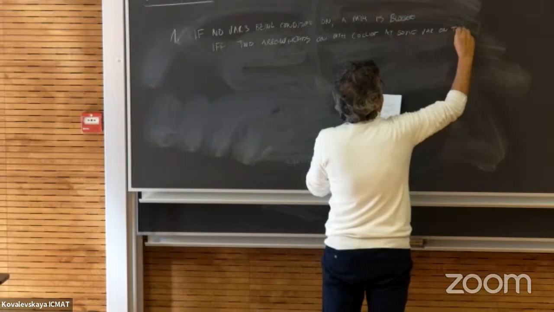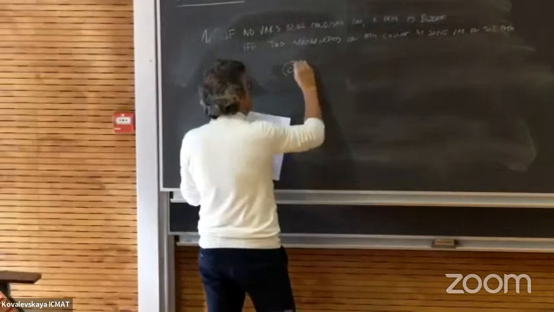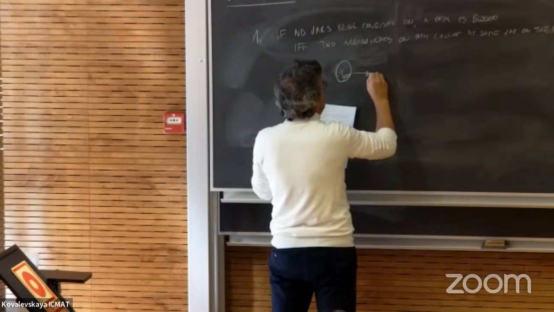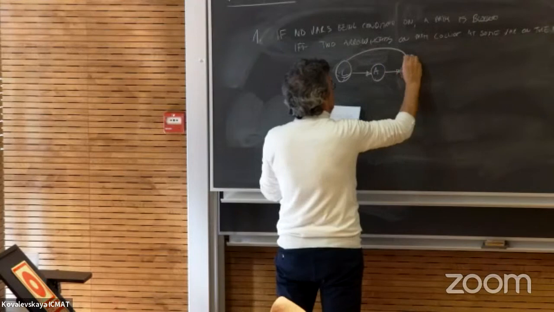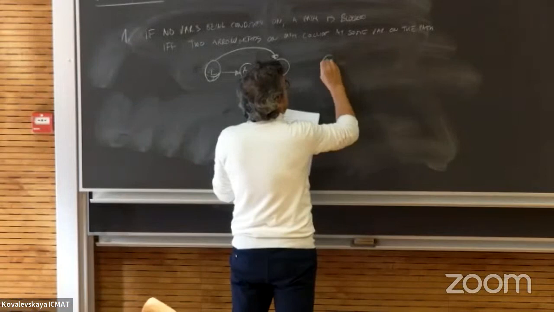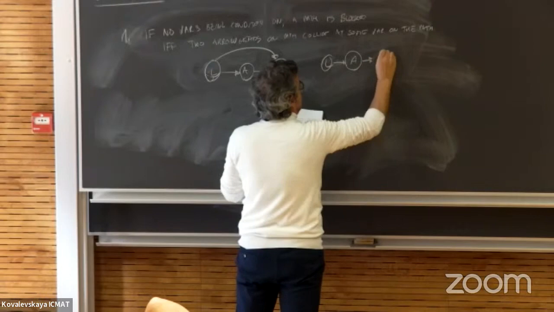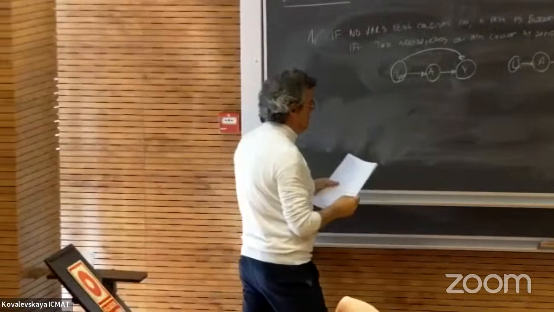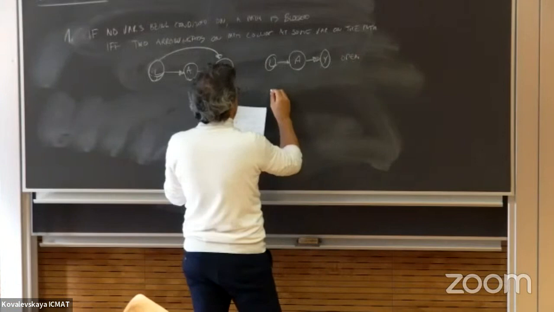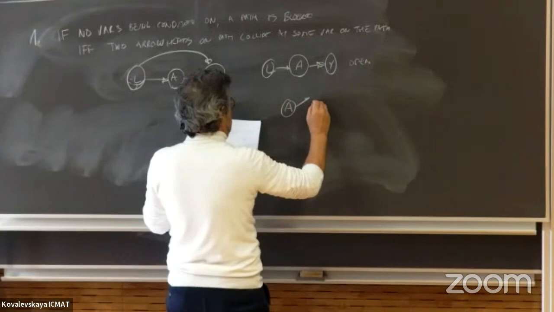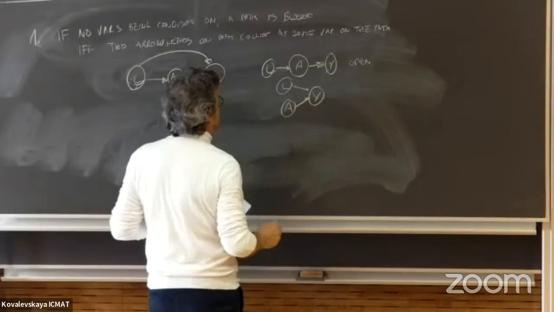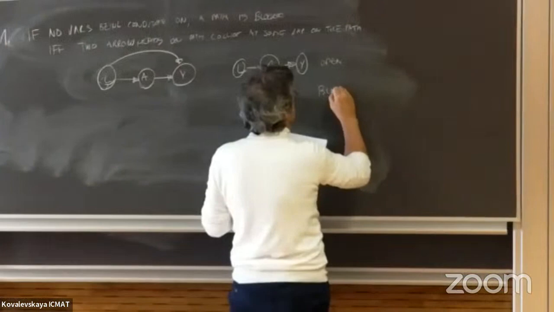So one example, or two examples, sorry. In this example, L to A to Y is open, so there's no collision, etc. This is open. But in this part, this and this, this is blocked because there is this collider, and there's a collision here.